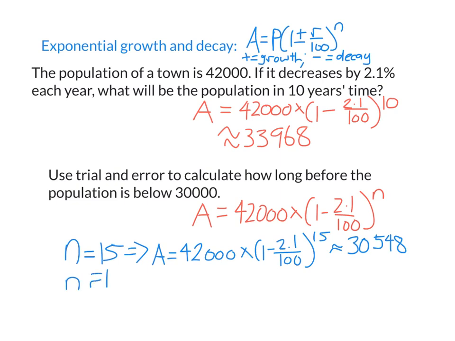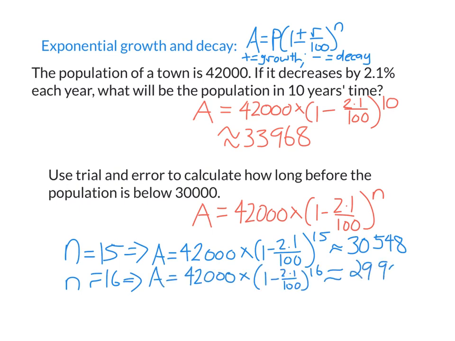So now let's substitute n equals 16 into our formula. So putting this into our calculator, we get about 29,907. So you can see the population's above 30,000, just above 30,000 after 15 years, and just below after 16 years. So that means it will take 16 years. After 16 years, the population will be below 30,000.